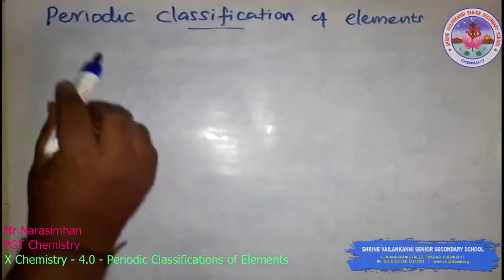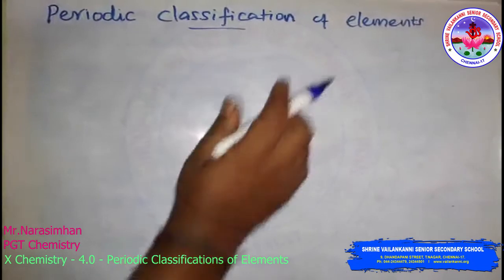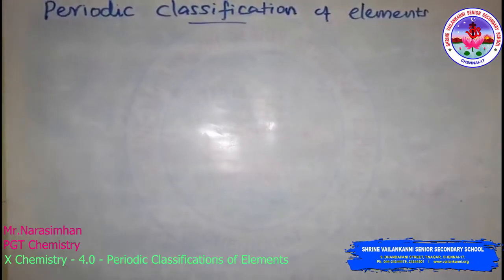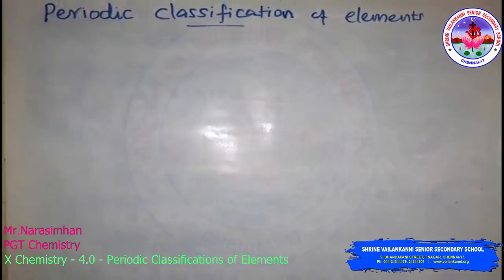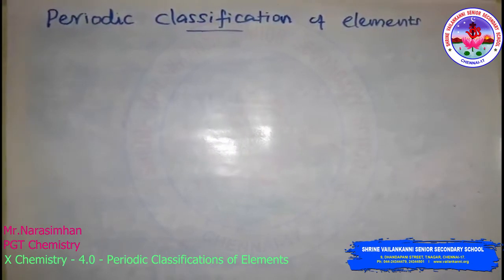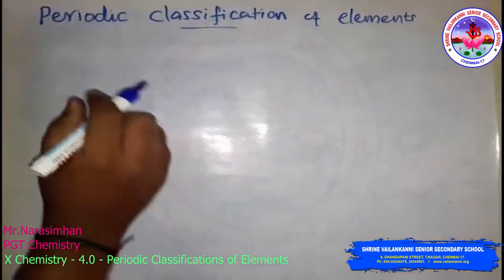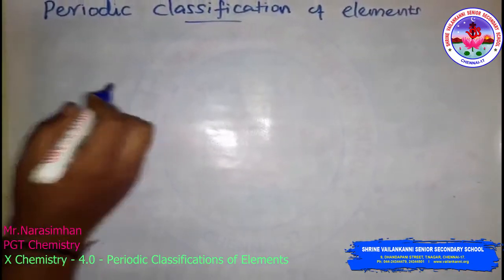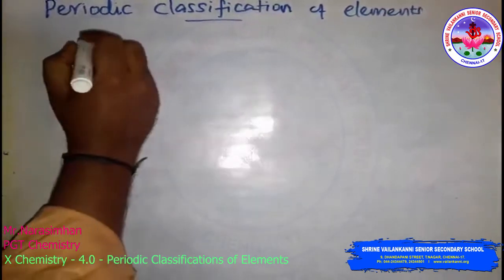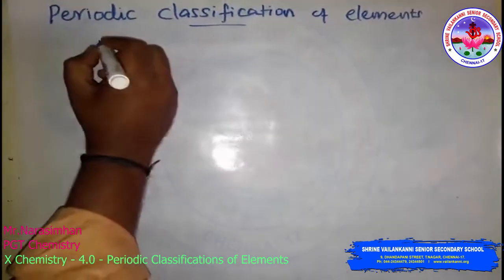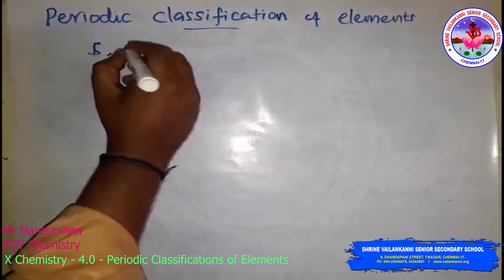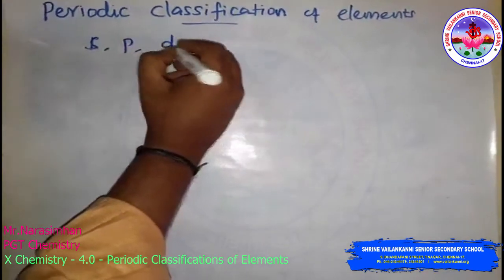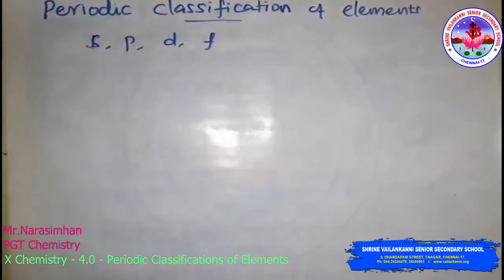The fifth chapter, periodic classification of the elements. What does periodic classification of the elements mean? Already we were aware of that. The periodic table contains the S block, P block, D block and the F block.